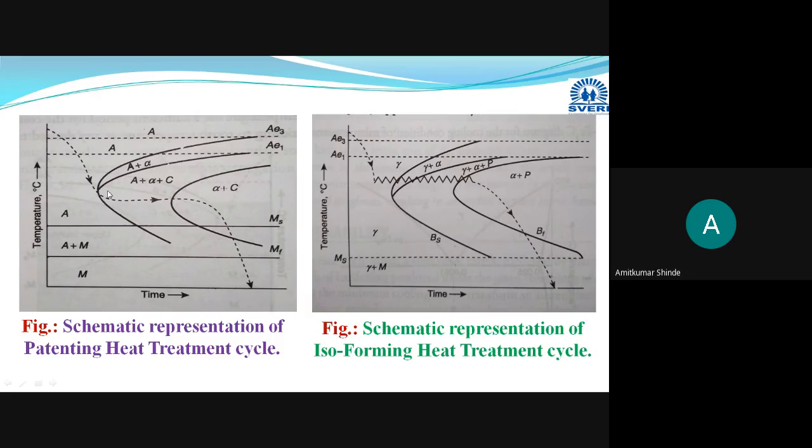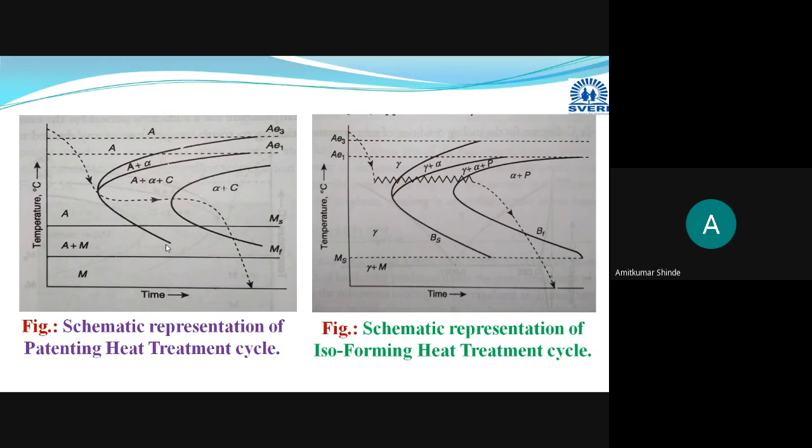After holding, we cool it to room temperature. Then the transformation product formed will be pearlite. Here we will end up with the transformation product pearlite. It may be fine pearlite or coarse pearlite, or sometimes you may get upper bainite also.